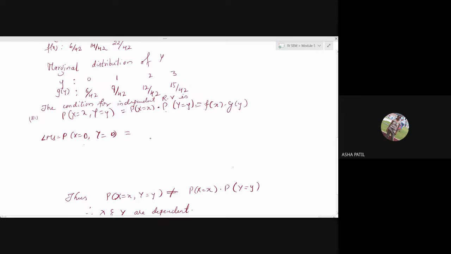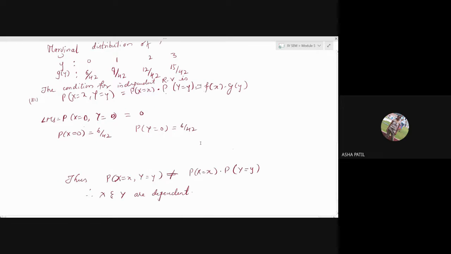Probability that x equal to 0, y equal to 0. How much is it? 0, right? And probability that x equal to 0 is 6 by 42. Probability that y equal to 0 is also 6 by 42. Then you see that probability that x equal to 0, y equal to 0 is not equal to probability that x equal to 0 into probability that y equal to 0. Check it and write there.